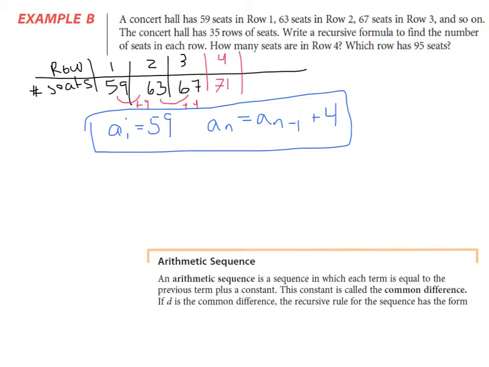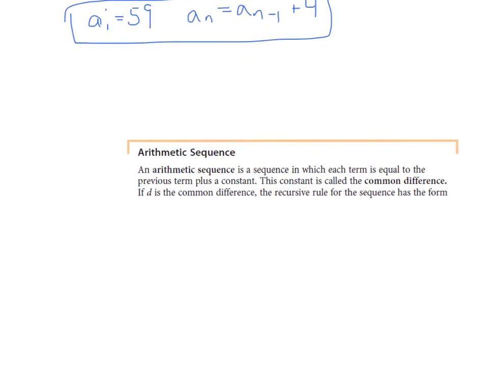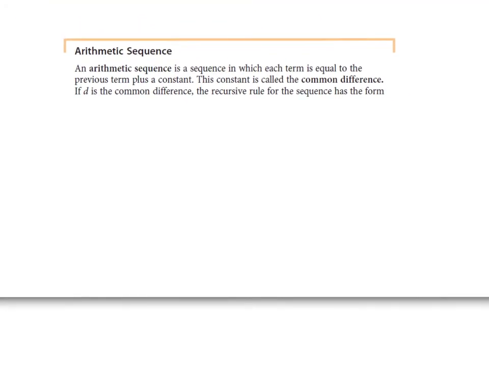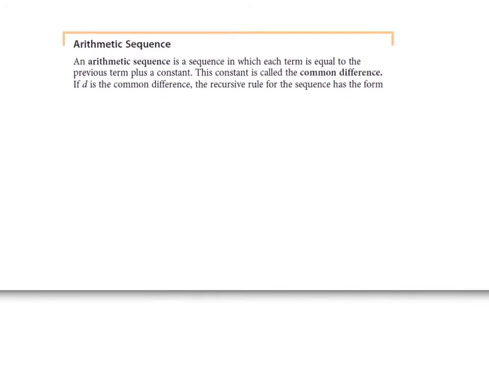Pause the video while you work on that, and then when you're done, hit play again, and we're going to talk about all arithmetic sequences. Now, an arithmetic sequence is a sequence in which the term is equal to the previous term plus a constant. So both of those examples we looked at were arithmetic sequences. That constant is called the common difference.